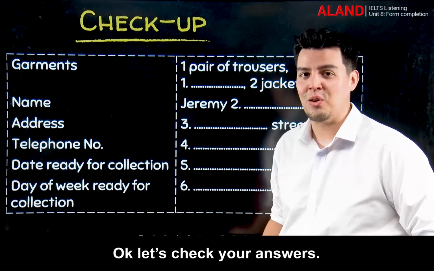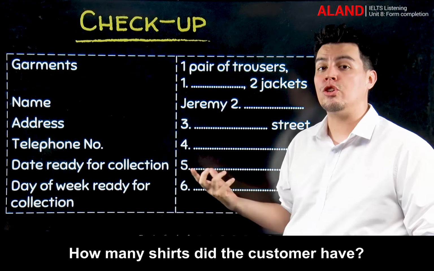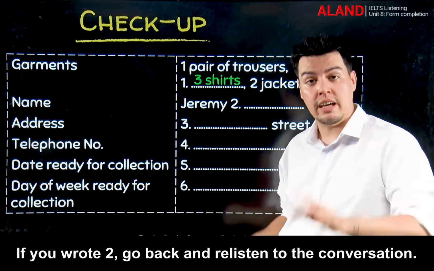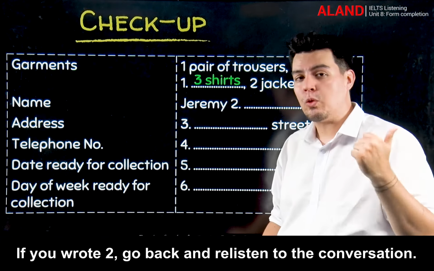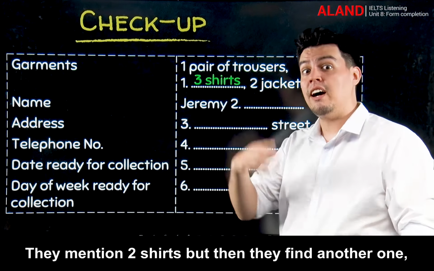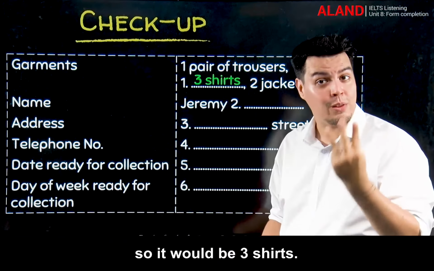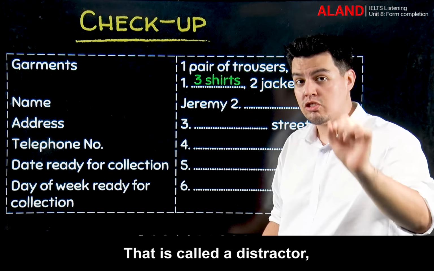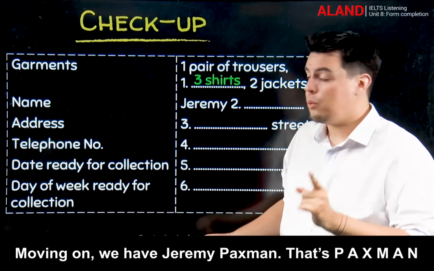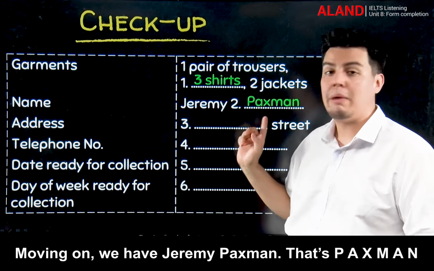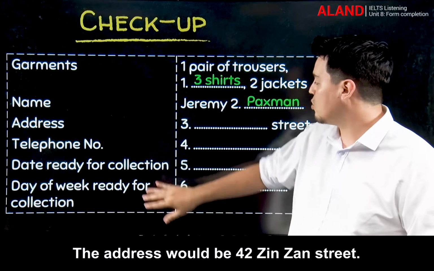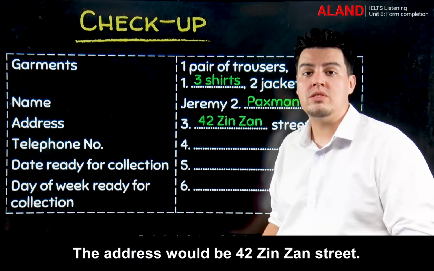Okay, let's check your answers. How many shirts did the customer have? 3 shirts. If you wrote 2, go back and re-listen to the conversation. They mentioned 2 shirts, but then they find another one. So it would be 3 shirts. That is called a distractor, which I've mentioned in a previous video. So moving on. We have Jeremy Paxman. That's Paxman. The address would be 42 Zinzan Street.